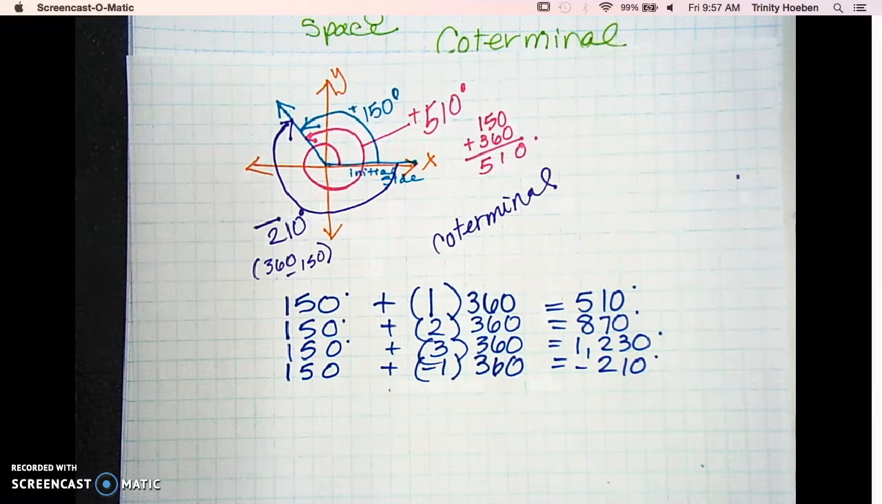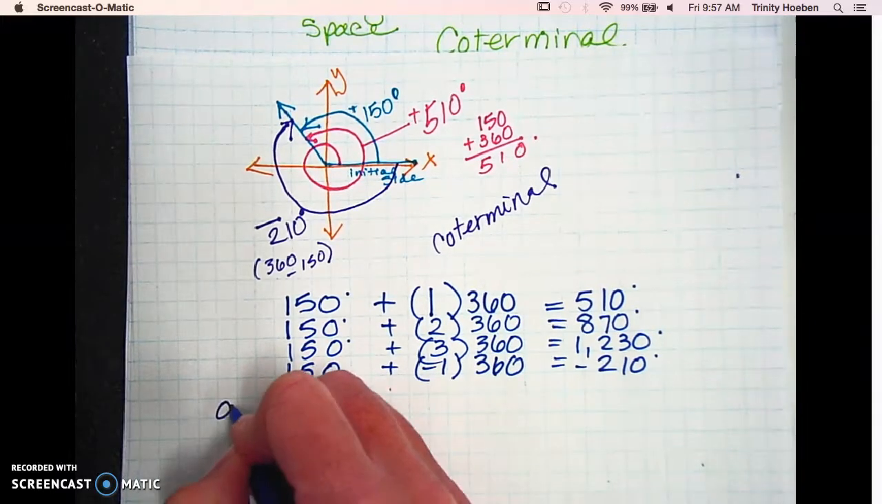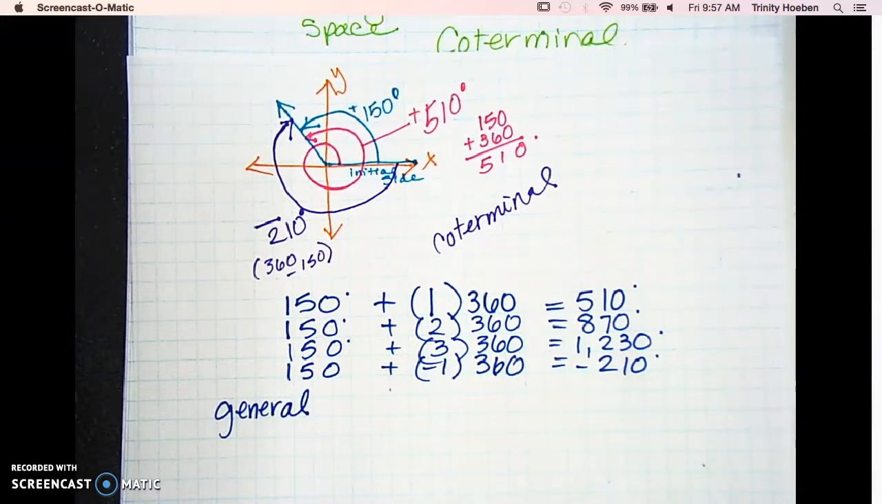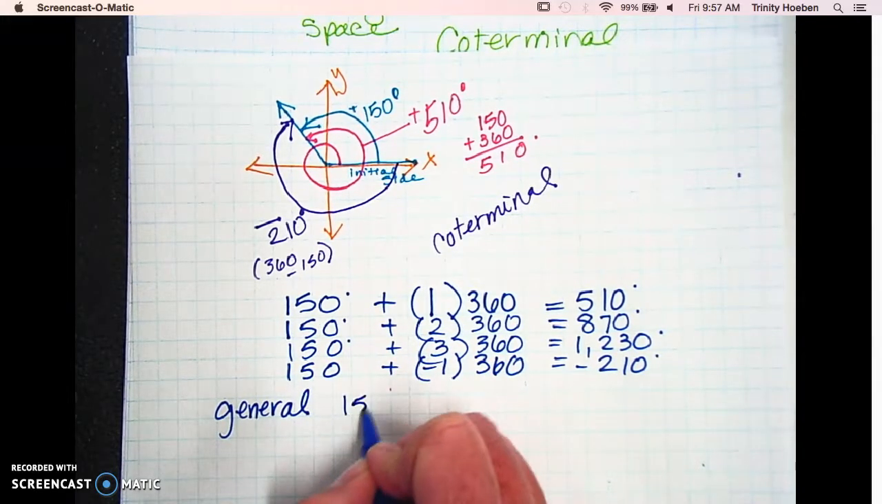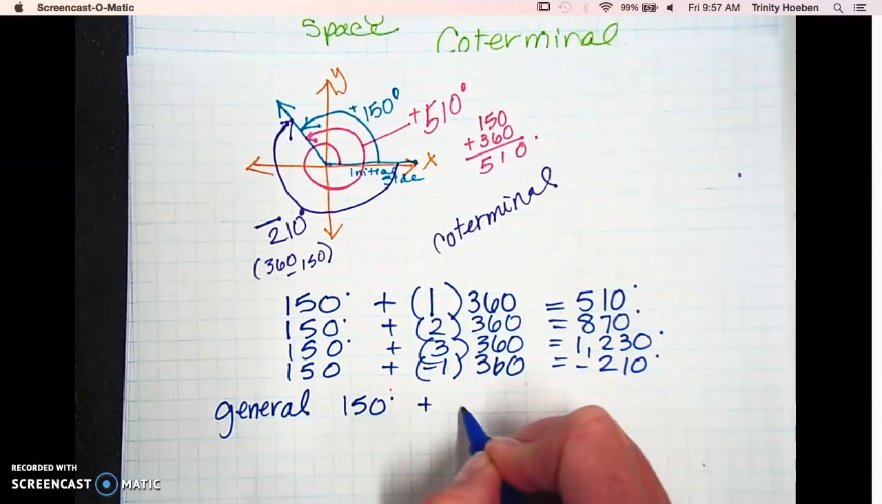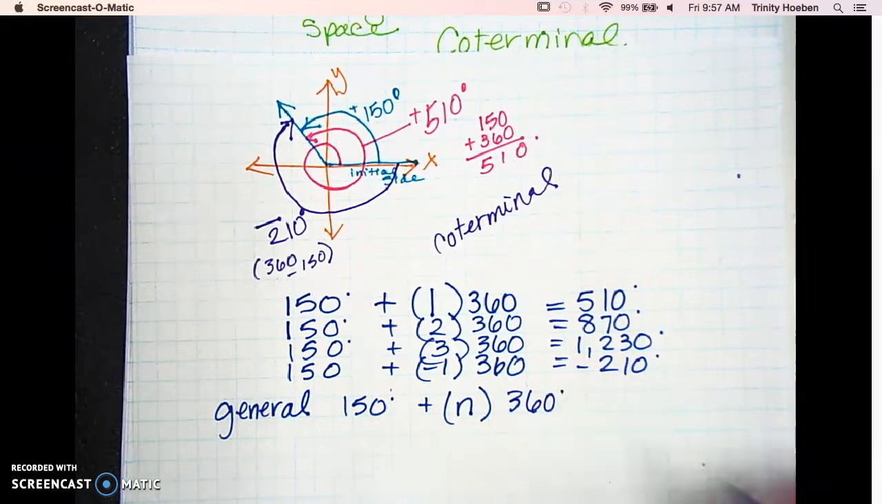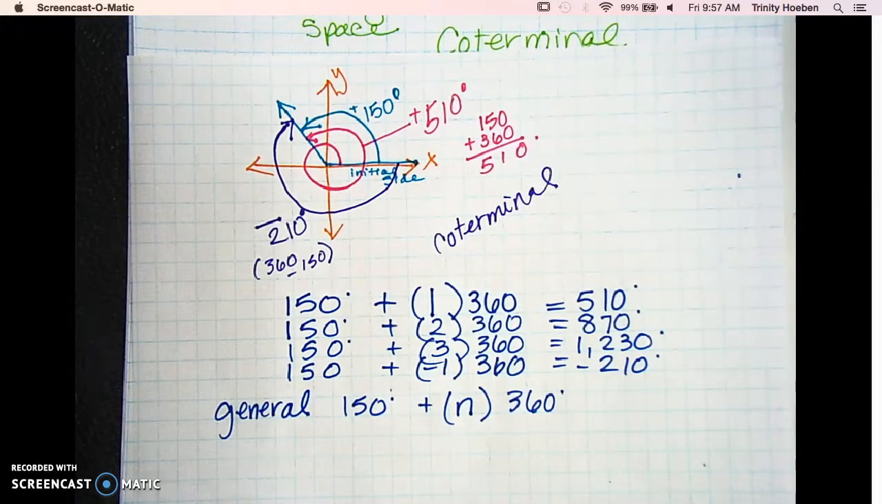Okay? So there's what's called a general form, which starts with the standard angle of 150 plus n times 360. And for n, you can plug in any positive or negative number and get a bunch of coterminal angles. So does that mean that there's infinite coterminal angles? Yeah, I mean, you could keep going forever.